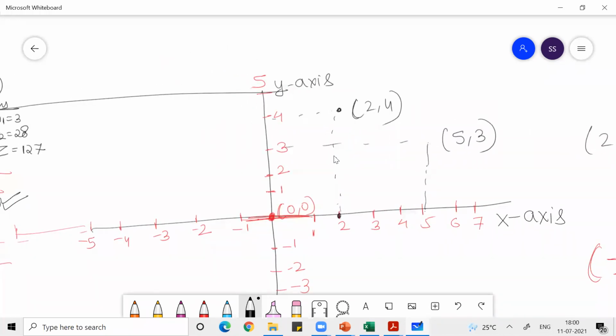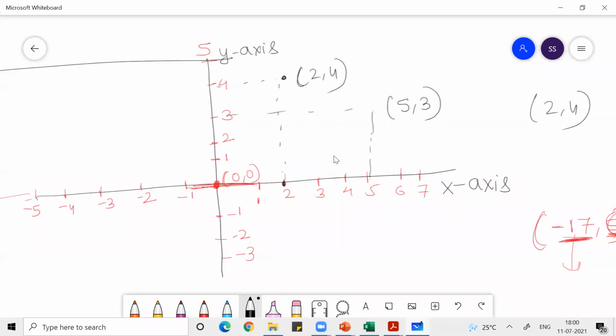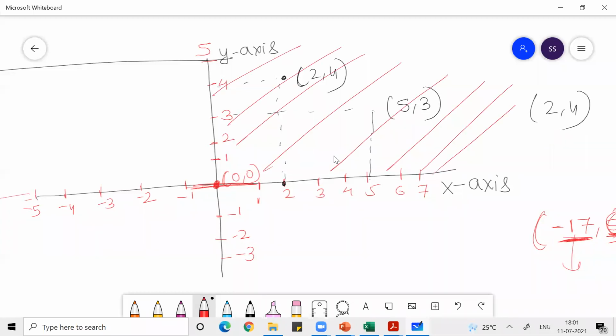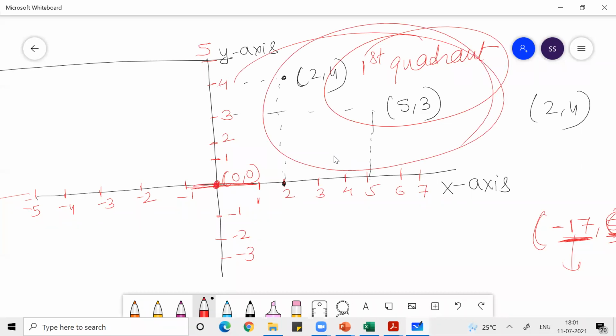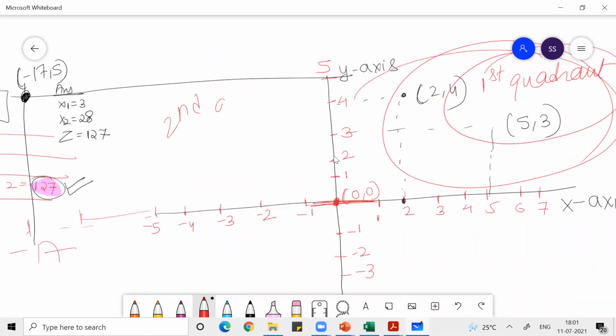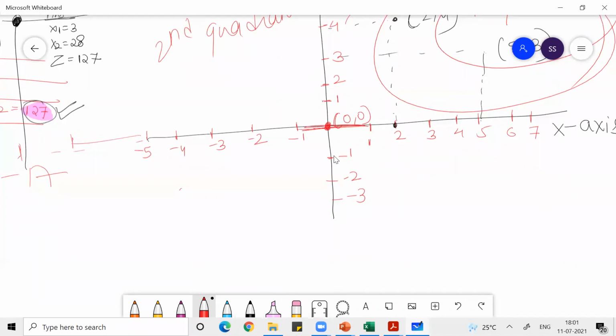Okay, so when we discuss like this, the area which you see here is called, in mathematics language, the first quadrant. This is called the second quadrant. This is called the third quadrant. This is called the fourth quadrant.